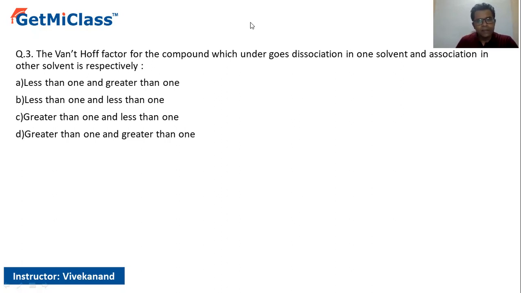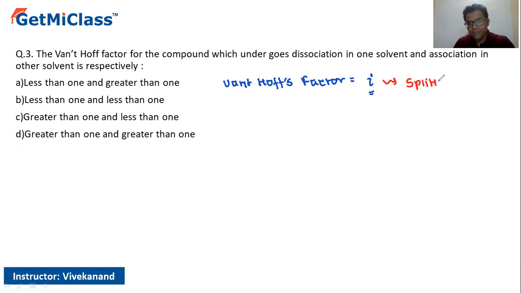All right, so here we need to understand about the Van't Hoff factor. Now, over here, the Van't Hoff factor is usually denoted by i. This particular Van't Hoff factor represents the splitting of ions. So it usually shows the splitting of ions, and sometimes the magnitude of i also denotes association of ions.